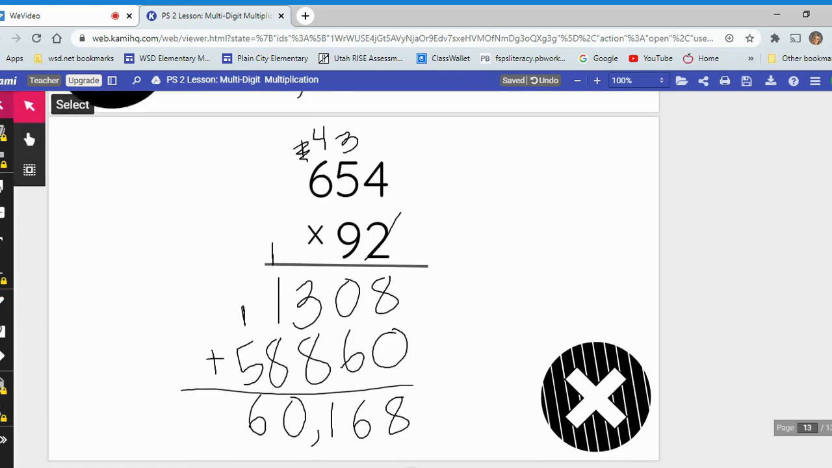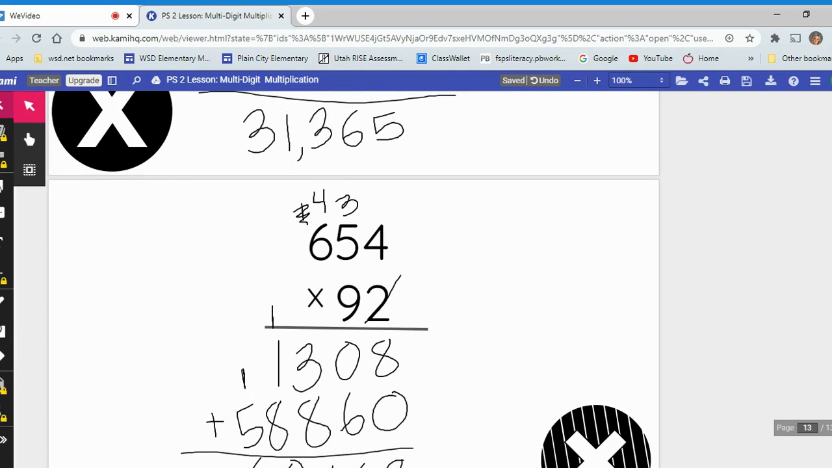Okay, so that is it with multiplying multi-digit numbers. Hopefully you felt fairly comfortable with that. Again, if we know our multiplication facts, this process becomes a lot easier.